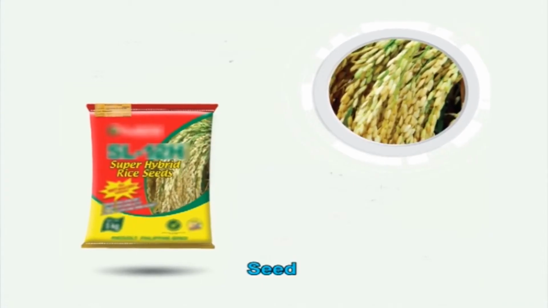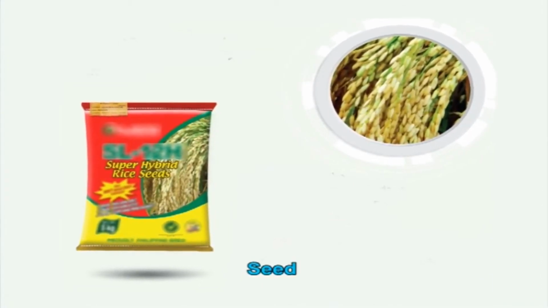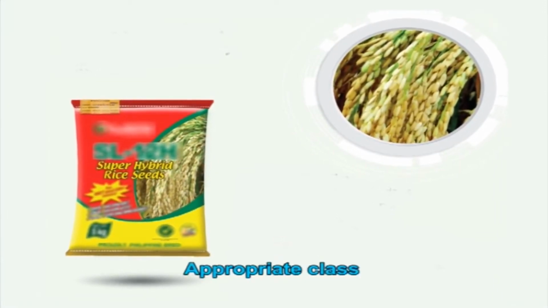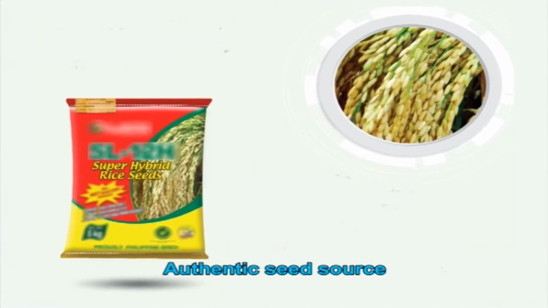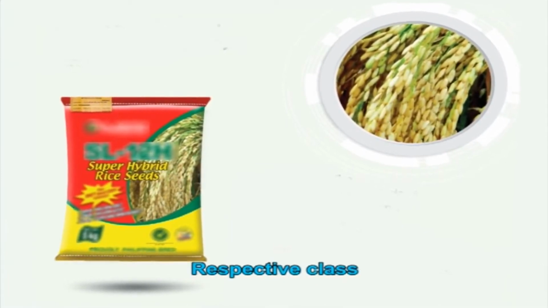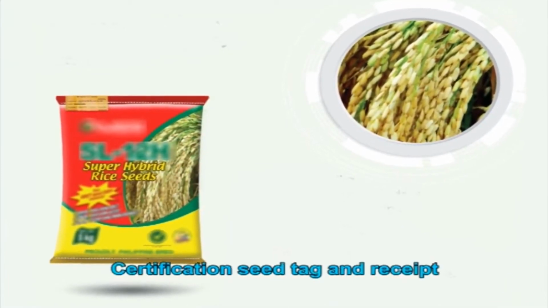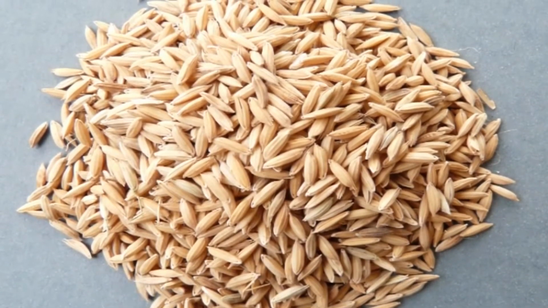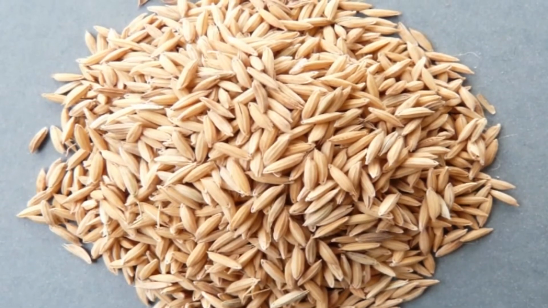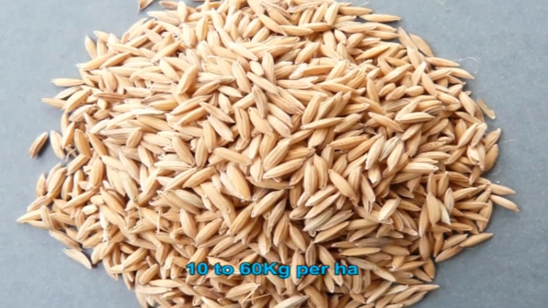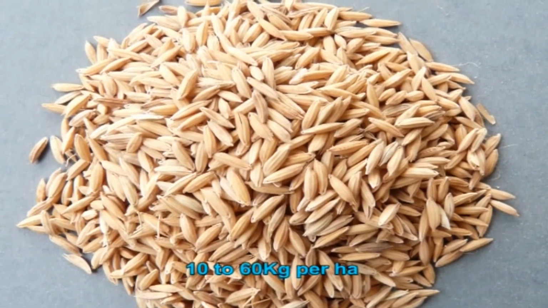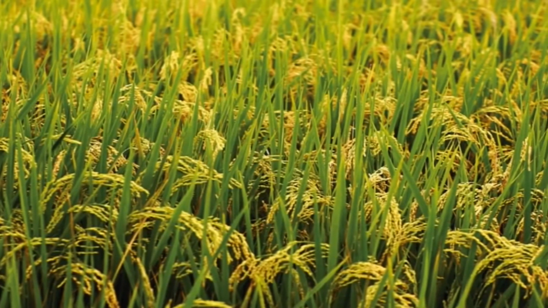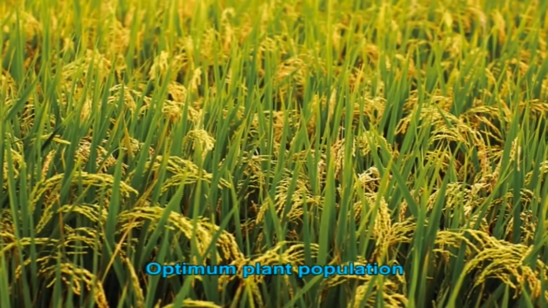The seeds used for raising a seed crop should be of known purity, appropriate class and should have been obtained from an authentic seed source with respective class, certification seed tag and receipt. Depending upon the duration of the variety and method of cultivation, the seed rate required for unit area may vary from 10 to 60 kg per hectare. It is important to use adequate quantity of seed rate to maintain optimum plant population in the field.